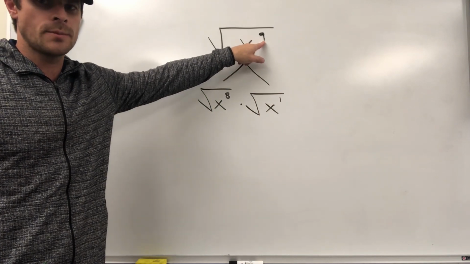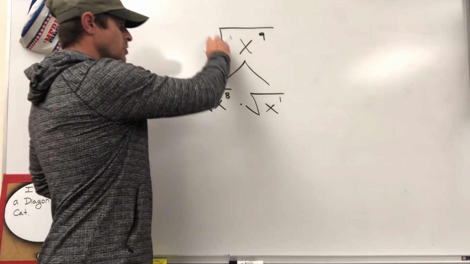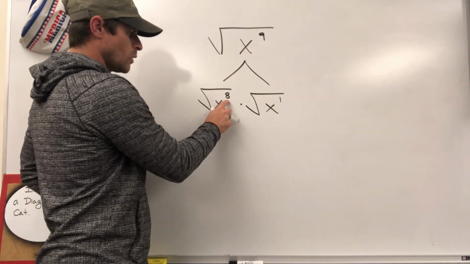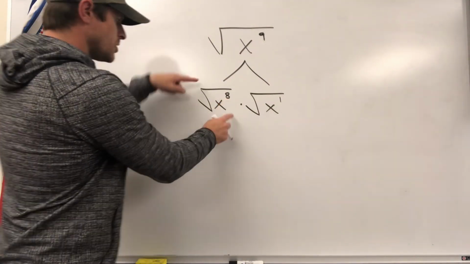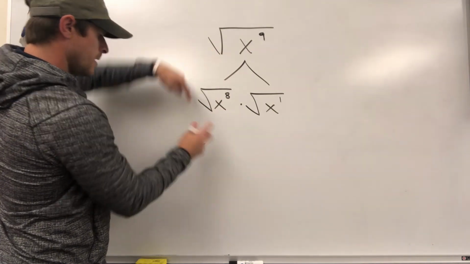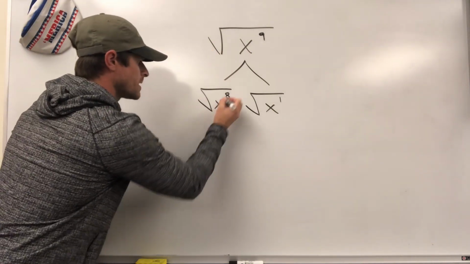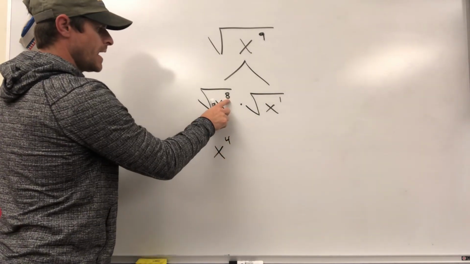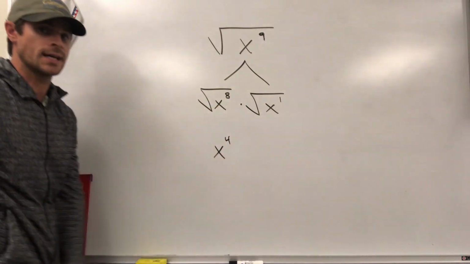If you have an odd number as an exponent inside a square root, you can always split that and get an even number. Once you get an even number, I can just take this information right here and say the square root of x to the 8th is really just x to the 4th. I just cut that number in half. Let me explain to you why we cut that number in half.